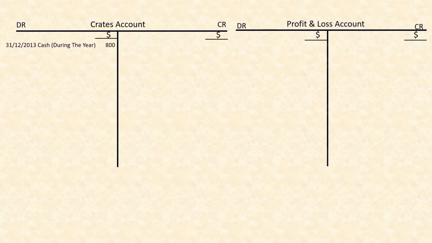So we debit by saying on 31st December 2013, cash at hand, meaning that if you go to the cash account, you are supposed to credit $800. And then their estimated value as at 31st December 2013 amounted to $540. In other words, this is the closing balance.